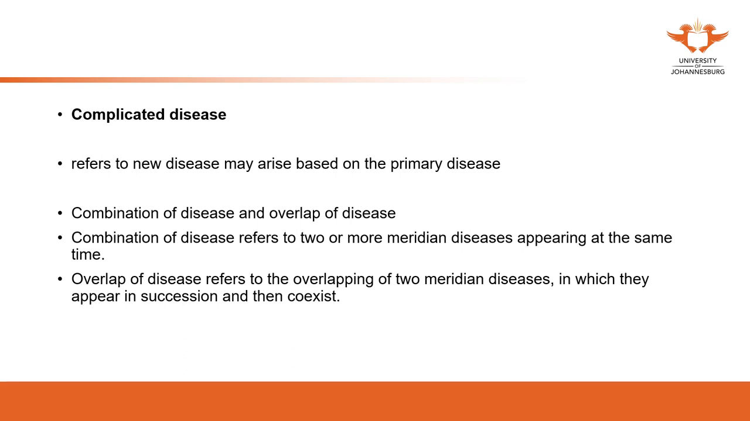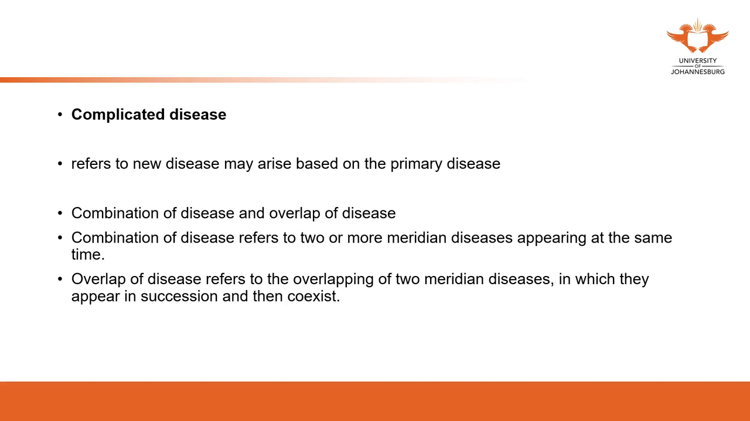It can be due to pathogens or pathological products such as the phlegm. So these are the products of the disease, and they can cause further diseases, such as someone suffering from asthma. After long-term asthma, they will have lung deficiency, especially lung qi deficiency or chest yang deficiency.